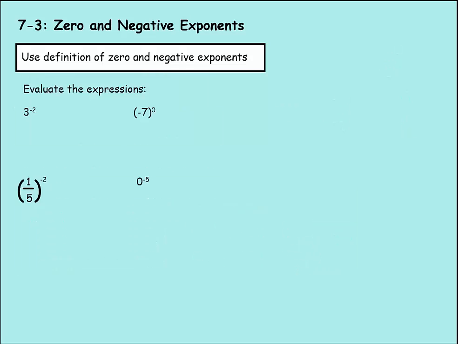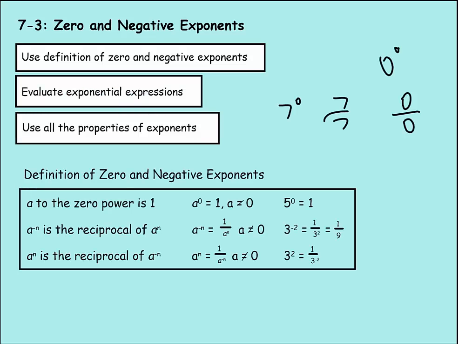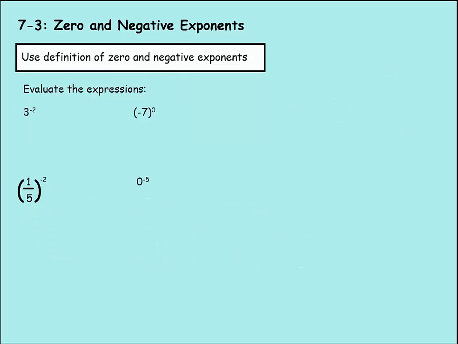It asks us to evaluate the expressions. It says 3 to the negative second power. Well, I know from this page that this is the reciprocal of this. So we could do 1 over 3 to the second power. 3 to the second power is 9, so our answer would be 1 over 9.